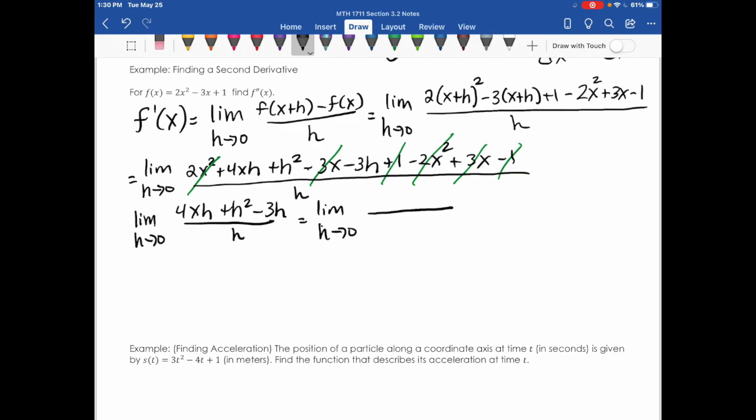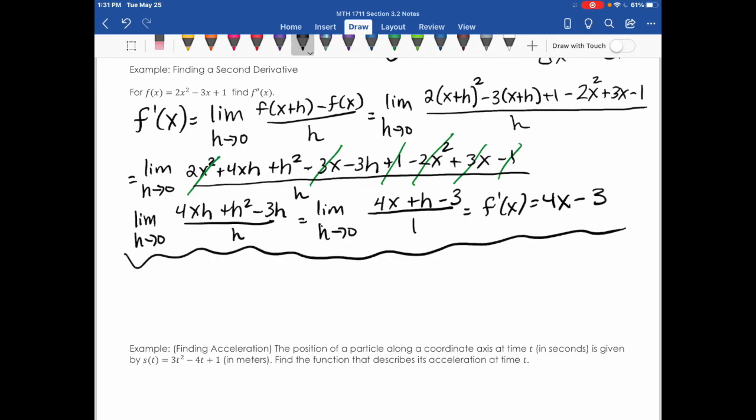So now, if I divide everything by h, I factor out an h on the top and then divide it off the top and the bottom. So I factor out an h on the top and cancel it with the h in the bottom, and I'm left with 4x plus h minus 3. And I don't need an h down there anymore because I canceled it, so I got a 1 down there. Now I can do direct substitution and plug in 0 for h, and I get that the first derivative is 4x minus 3.